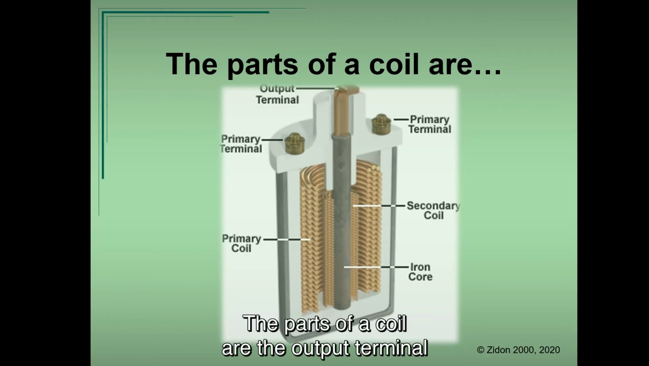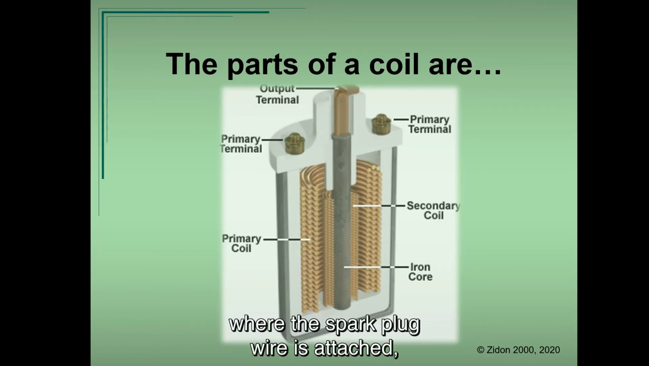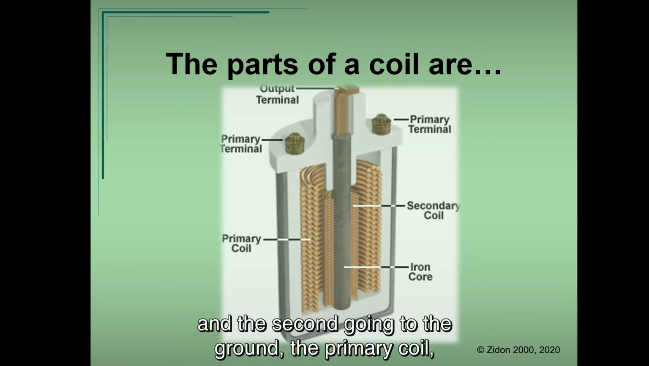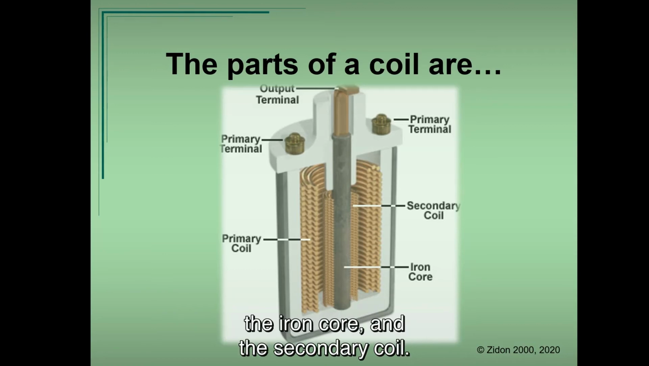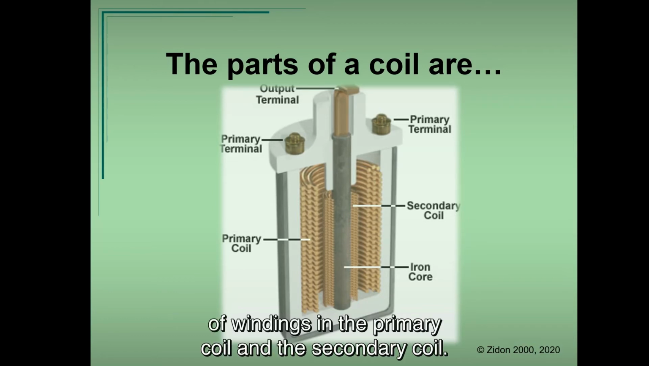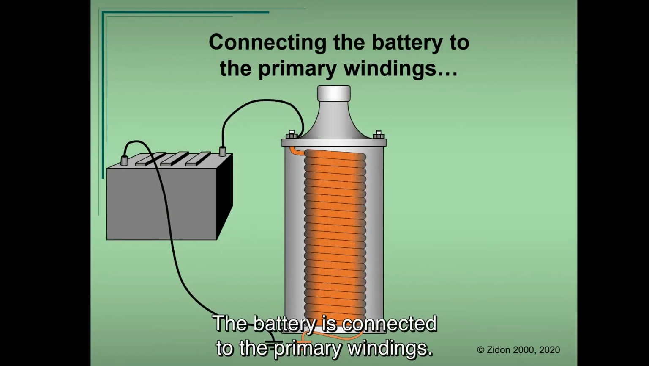This iron core serves to enhance the magnetic field created in the primary windings. The parts of a coil are the output terminal where the spark plug wire is attached, two primary coil terminals, one going to the battery and the second going to the ground, the primary coil, the iron core, and the secondary coil. Notice the gauge of the wire and the number of windings in the primary coil and the secondary coil.